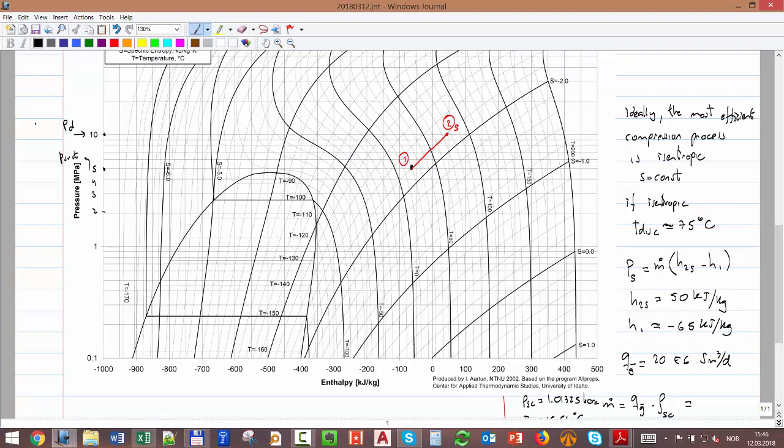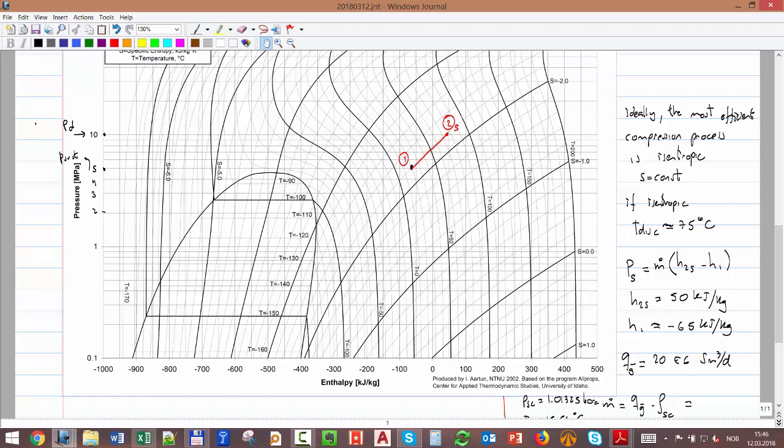What will be the real compression process? Do you think that point will be to the right? I have to be at the same pressure, right? I have to be at the same 100 bar. Will the real point be to the right or to the left? Will the temperature be higher than the isentropic or lower than the isentropic? Higher. Why higher? This is not an ideal case.